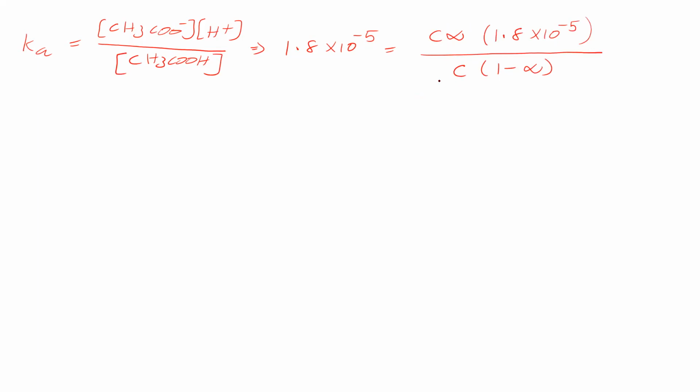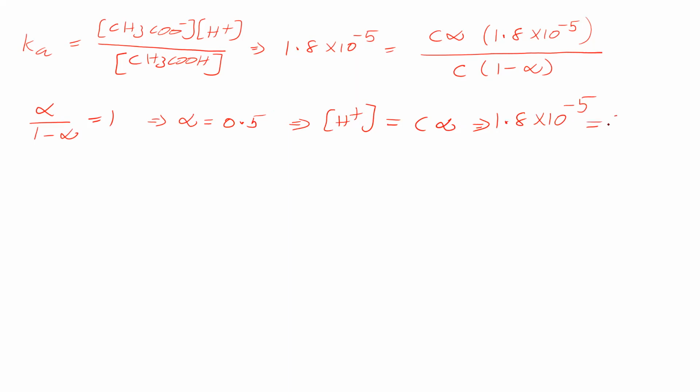C is getting cancelled, so alpha by 1 minus alpha is equal to 1. From this we get alpha equal to 0.5. Now we take the concentration of H plus expression: concentration of H plus is equal to C alpha. We know the concentration of H plus is 1.8 into 10 power minus 5, and alpha is 0.5.